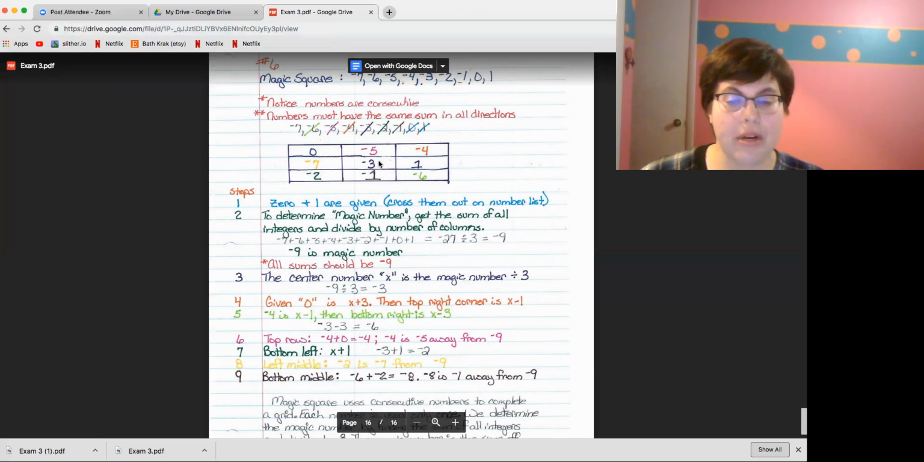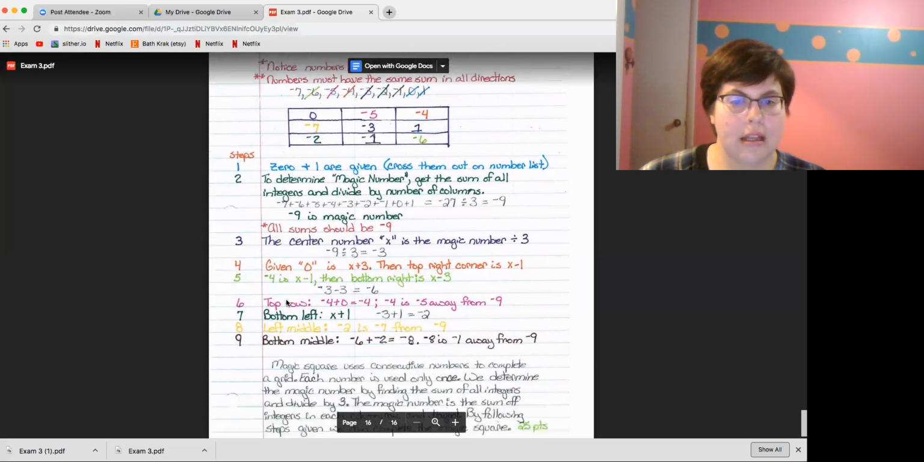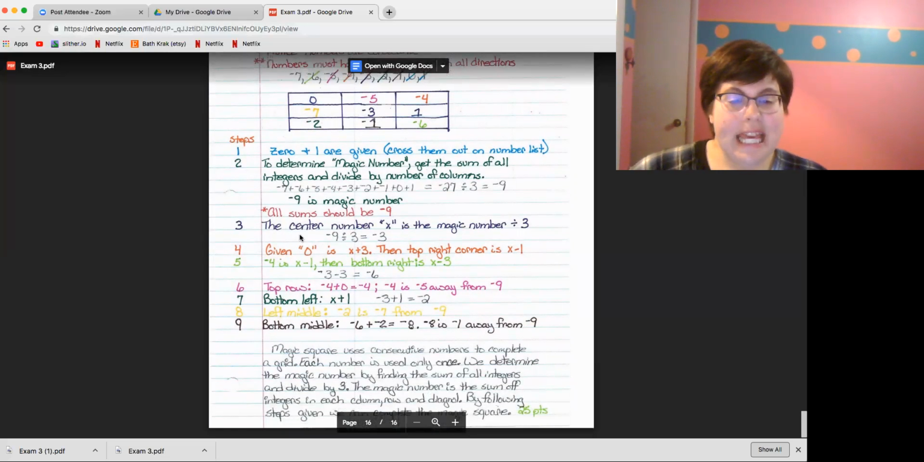Step 3. The center number is our x. X is the magic number divided by 3 because we have a 3 by 3. The center number is negative 9 divided by 3, which is equal to negative 3. So we have negative 3 in the middle. We can cross that one out. Then we are given 0, and 0 is x plus 3. So x is negative 3 plus 3 gives us 0. So since we know this one is x plus 3, we're going to work from there.